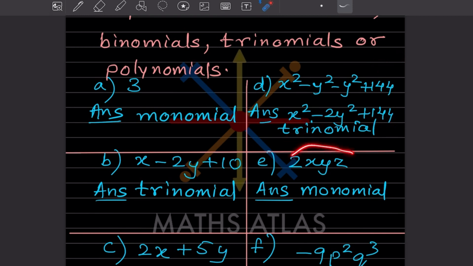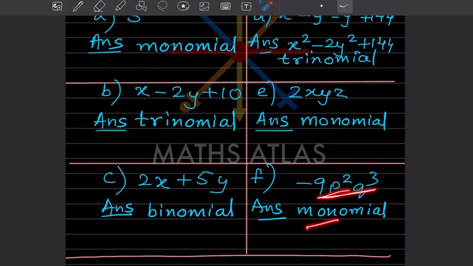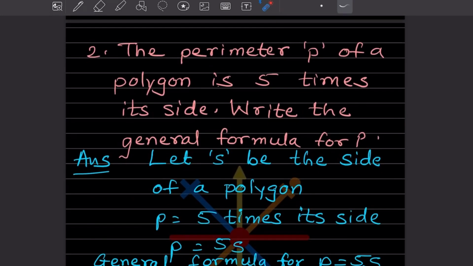Now look here, this is just one, that is monomial. And again here is one, so that is monomial. Now let us go for the next one.